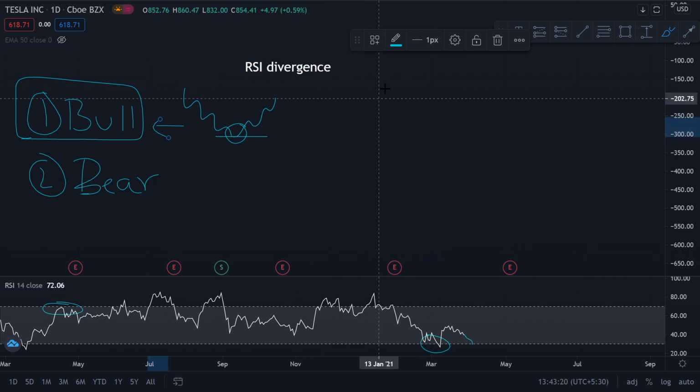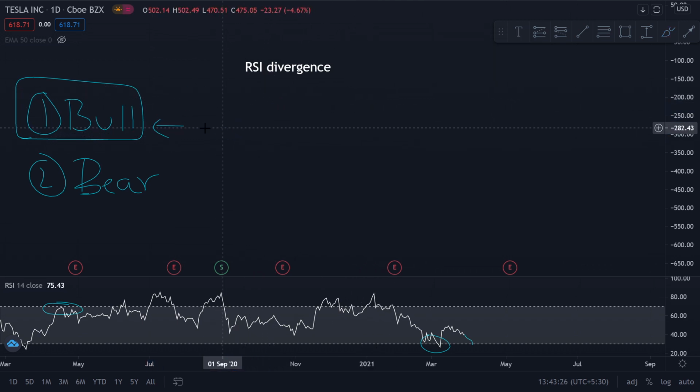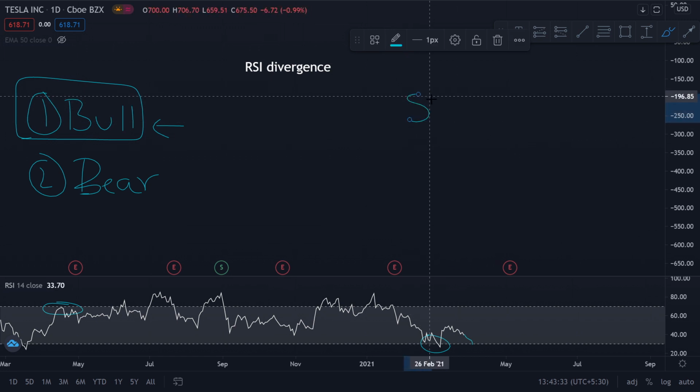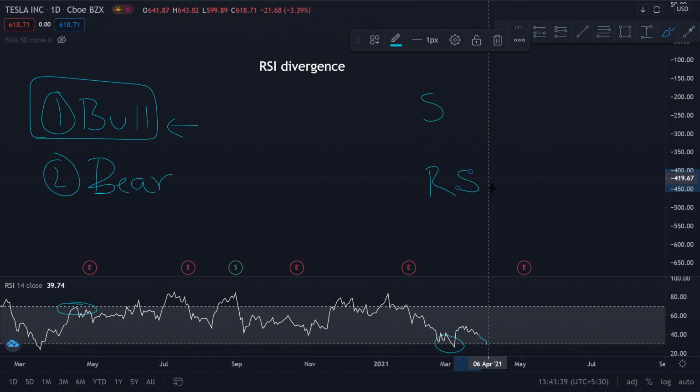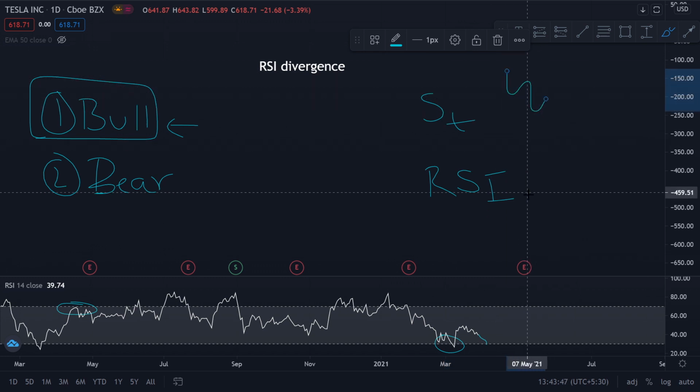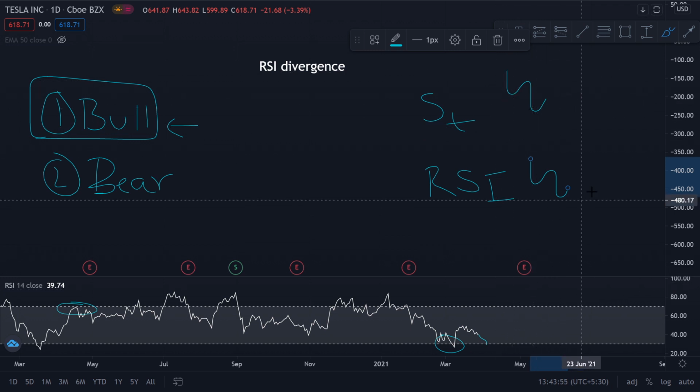So what is a bullish divergence? Let me clear these drawings out. So let us say this is the stock price on top, and then this is the RSI, right? This is the stock. Now the stock is making lower lows and lower highs and coming down, right? Similarly, RSI is also making lower lows and lower highs and coming down. It is replicating the market structure that it has right here.